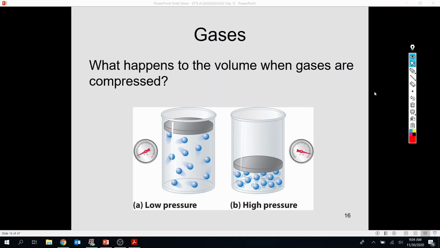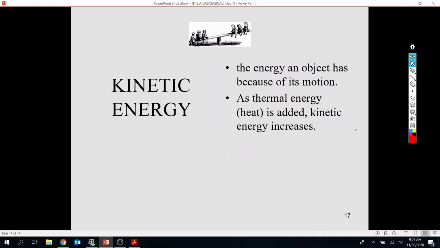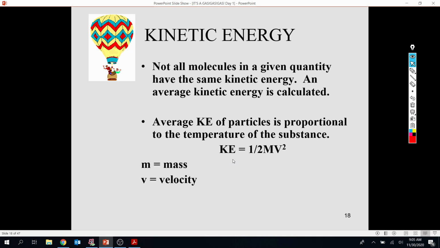So let's press on. The energy that an object has because of its motion is kinetic energy. And in a way, we've already discussed this. I told you that that related to temperature. So as thermal energy is added, your kinetic energy increases. And you know that as the temperature goes up, the speed of the molecules goes up as well. Now, not all molecules in a given quantity have the same kinetic energy.